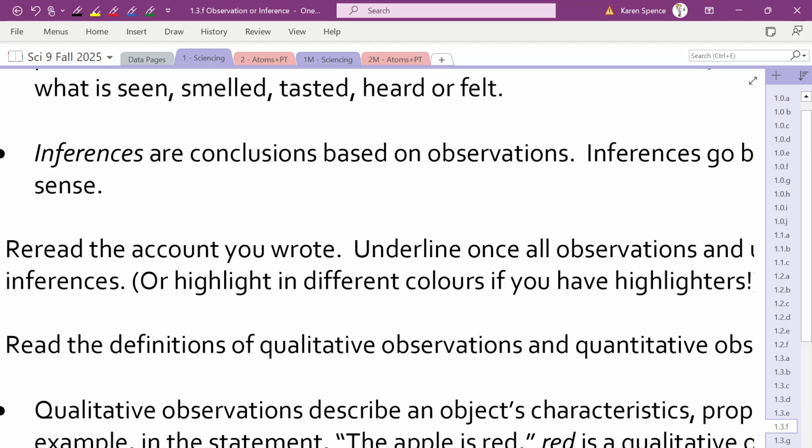Or you can use different colored pencil crayons, highlighters like that. These are at the front, and you're going to decide in your account what things are observations and what things are inferences. Or if you would prefer, you can trade your story with your friend and find the observations and inferences in theirs. Does that sound like something you guys could do?